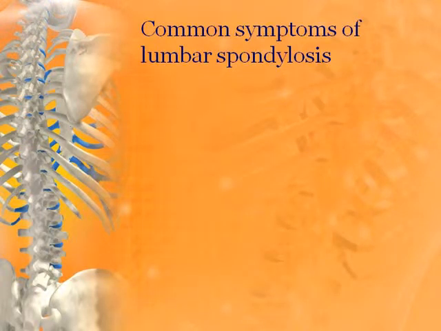Now there is a term that we commonly use in India called lumbar spondylosis, or just spondylosis. This is basically nothing but a combination of arthritis in the lower spine with bone spurs, degenerating discs, bulging discs, and so on. What are the common symptoms of this condition?